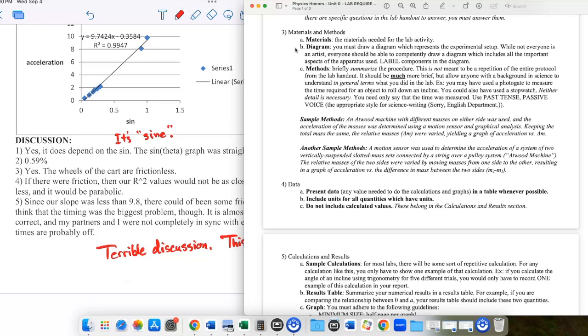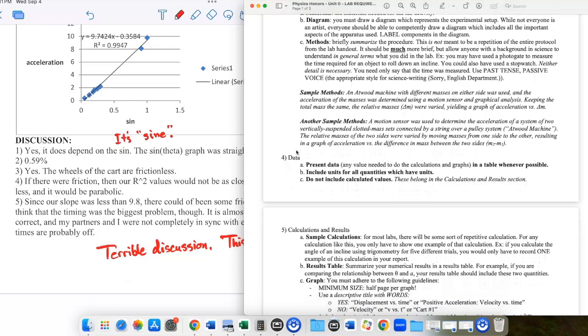Your diagram really should be labeled, like label the components in the diagram. If it's just something my 4-year-old could draw, then I'm not really impressed, and it probably won't get full points. You don't need to spend a ton of time making it super artistic, but it should be recognizable and labeled. For the methods section, I do give a couple of examples here, so if you want to pause the video and read them, you could do that, or just look for the document in the drive.